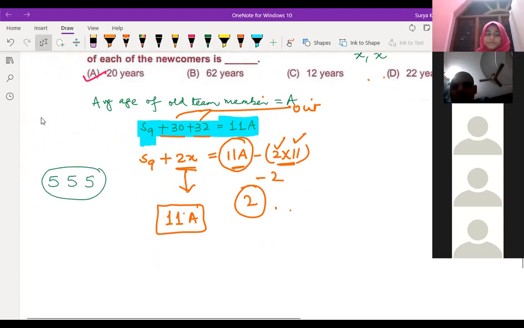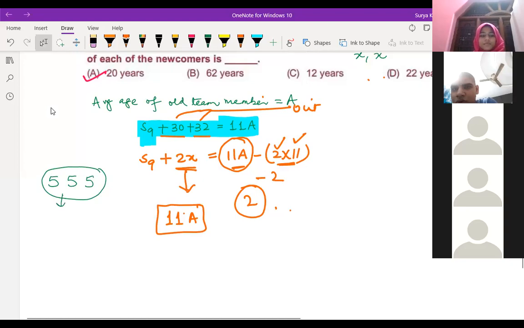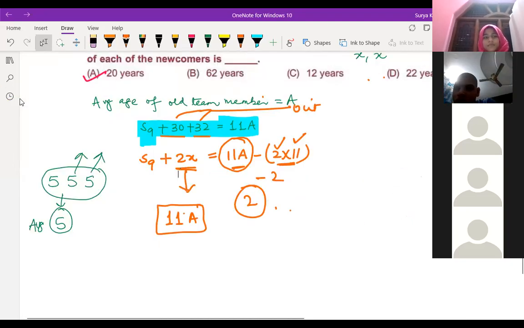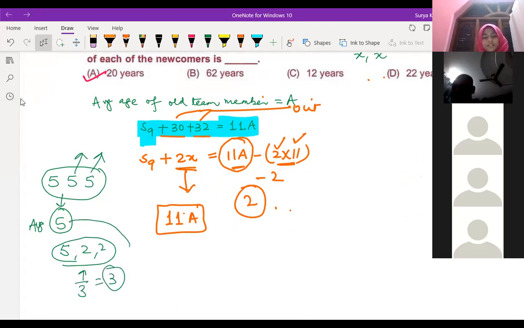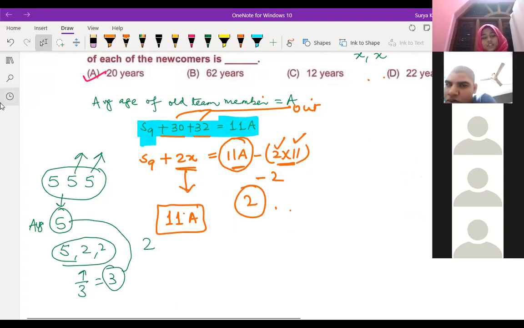Suppose there are 3 boys with ages 5, 5 and 5. Right now your average is 5 only, correct? Now what is happening? 5 and 5 are removed, so now new members are joining here and they are of 2 years of age. Now what is the average of this? 9 by 3, that is 3 only. Yes, sir. So the total average is reducing by 2.